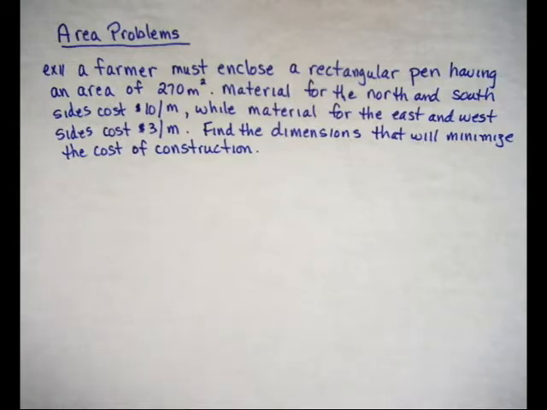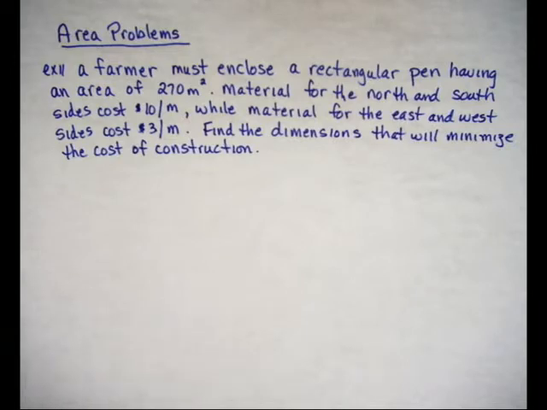Okay, the next optimization problem we're going to look at falls into the category of what are called area problems. In this case, a farmer wants to build a rectangular pen, and the cost of building the pen depends on which side of the border is being built. The material for the north and south costs more, $10 a meter, while the material for the sides, the east and west, costs $3 a meter. The north might have a gate in it or some material to make it stronger, so that's why you might have a difference in cost.